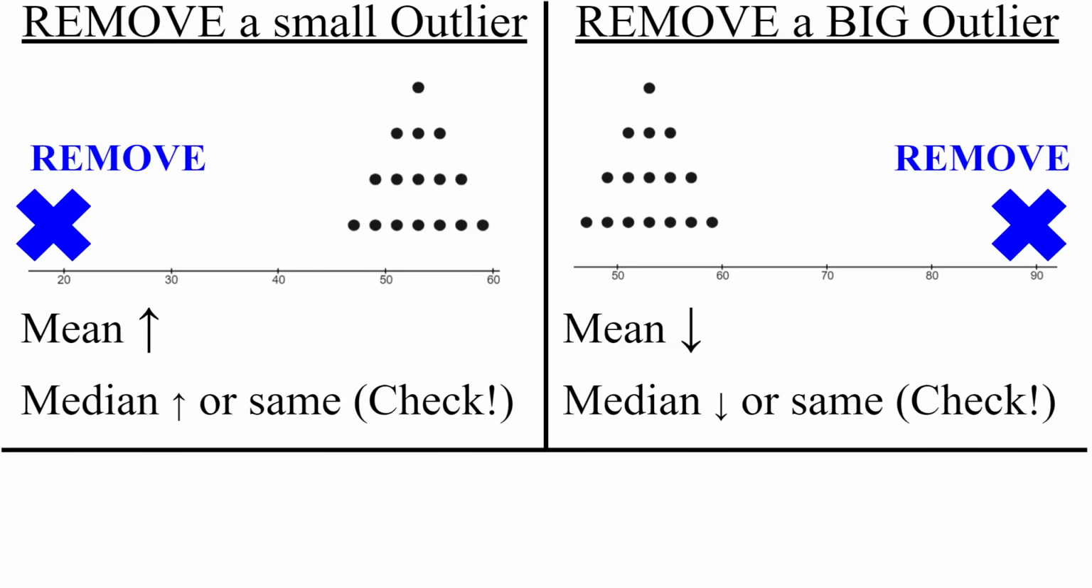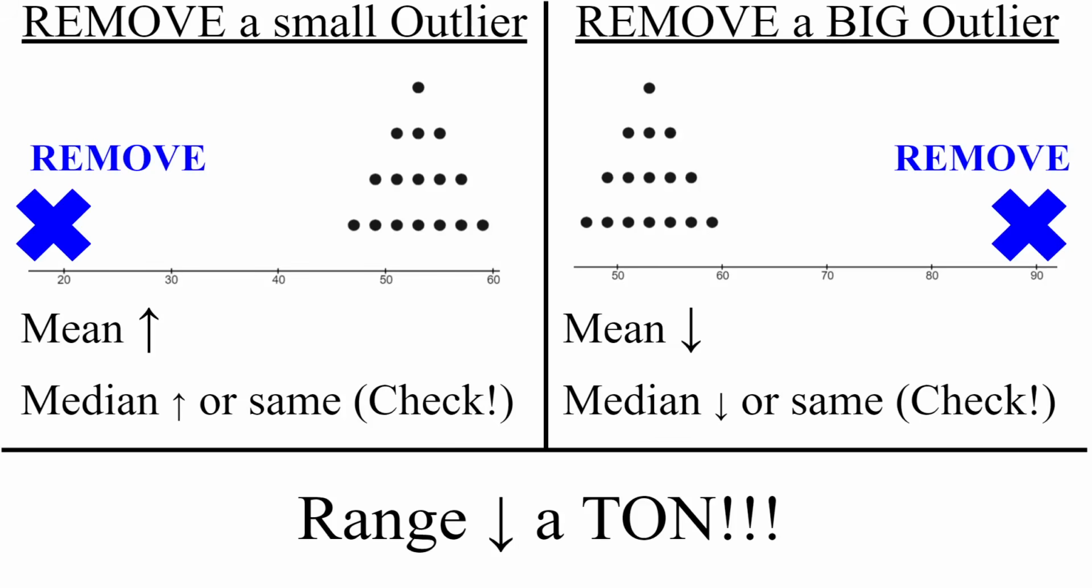Again, you have to check, and the range will go down a ton if that was the biggest or smallest value, and the max or min changed a bunch. So yeah, again, pretty much the same as what we just did on the last slide, just the opposite.